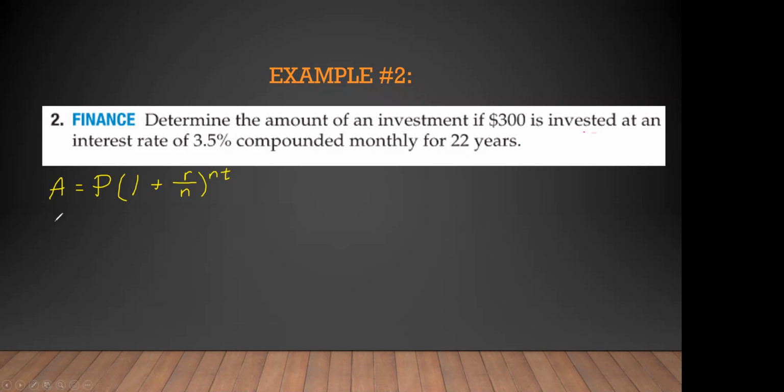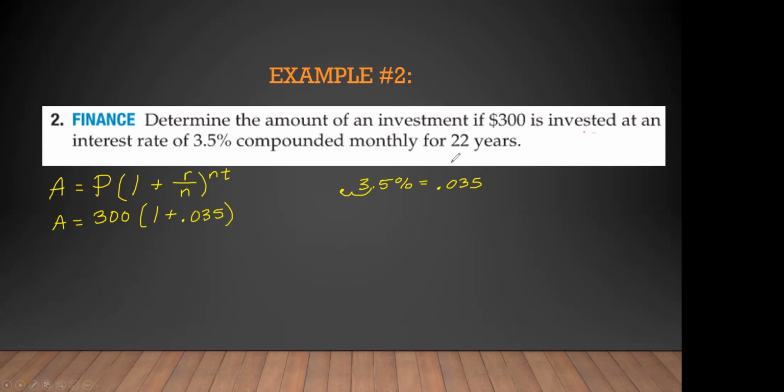Okay, so we're looking for the amount. The principal amount is $300. Okay, and then we've got 1 plus the rate, which was 3.5%. Even though there's a decimal there, it's still a percent. So we have to change it to a decimal. So that's 0.035.